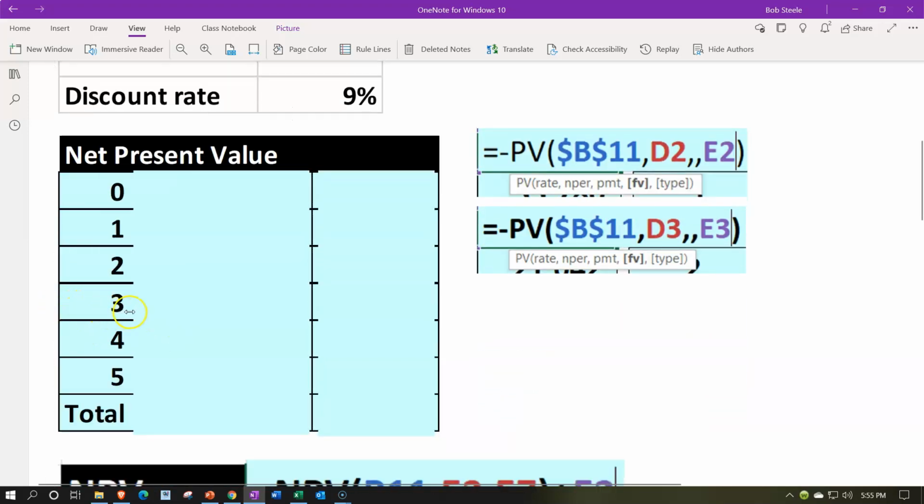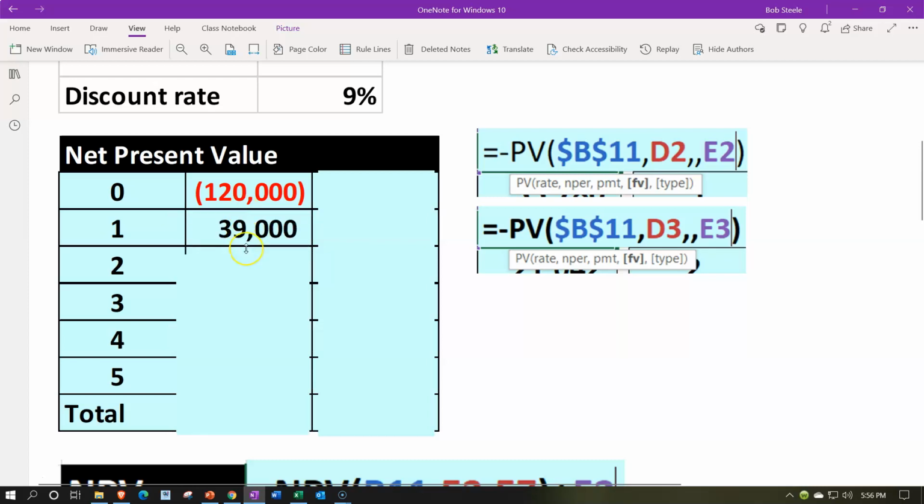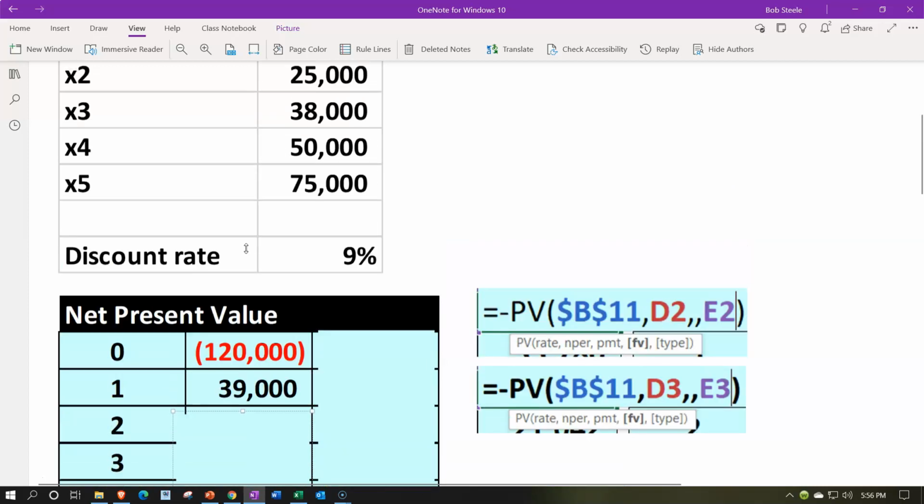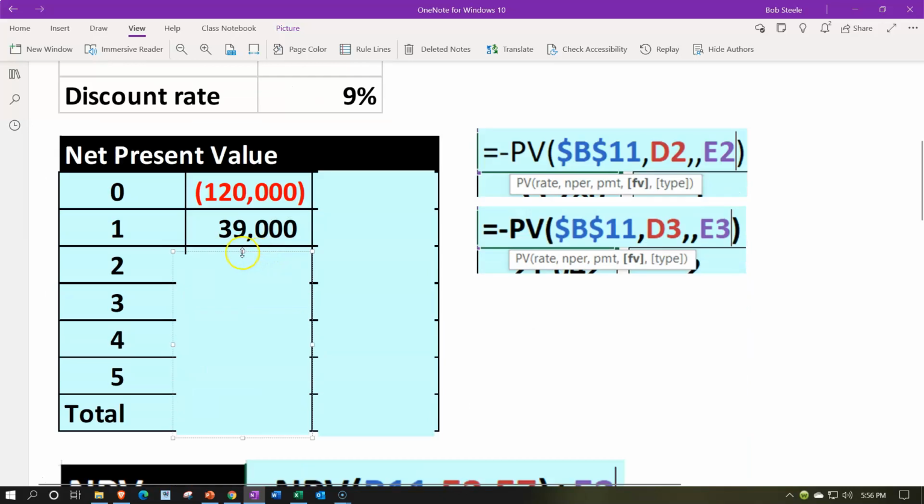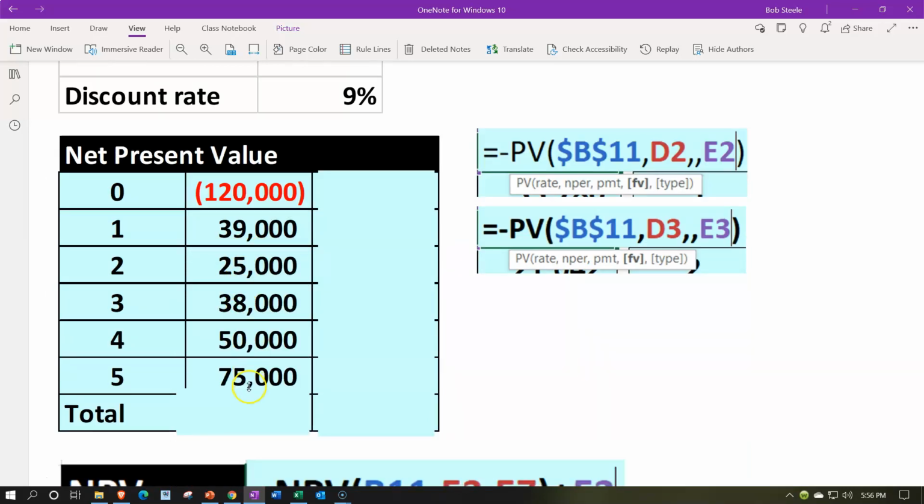We're going to do the net present value. To do this, I would list out in the table our payment years from 0 on down. Year 0 is going to be our installment, what we're going to put down, the money going out. And then years 1 through 5 are going to be the payments that we're hopefully going to receive. So the 120, that's what we're going to put down in period 0. Period 1, we're going to get the 39,000. We're just mirroring our information up top: 25,000 in year 2, 38,000 in year 3, 50,000 in year 4, and 75,000 in year 5.